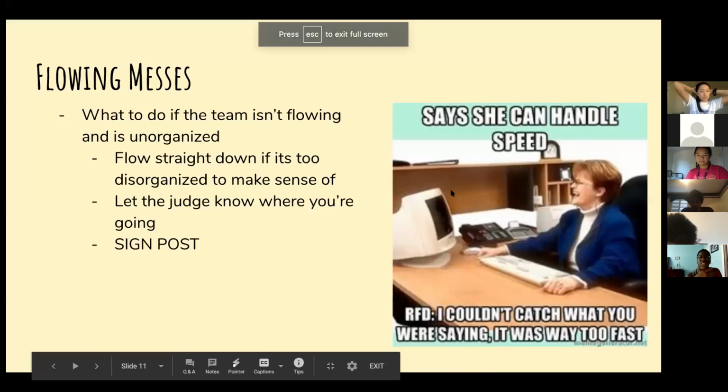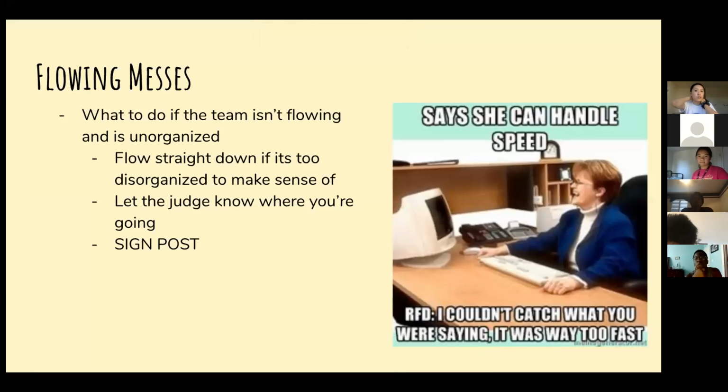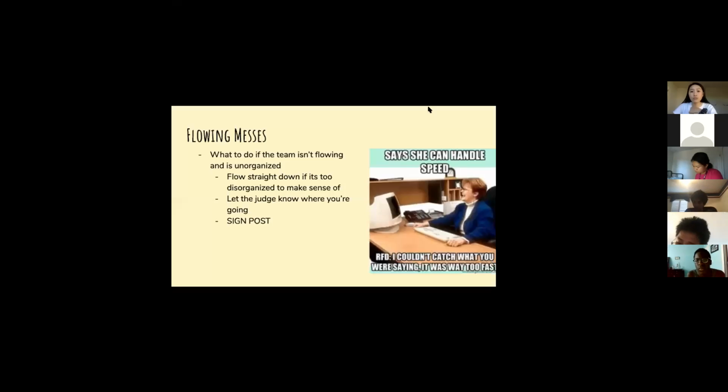A couple notes on messes. If you yourself create a mess on your flow, again, grab a sheet of paper, start flowing straight down. At the end, you can go through, and at the very least, you can say, I'm going to go in the same order that they went in, and then read your responses to whatever they said. Same for the other team. If the other team is being super unorganized, flow straight down, let the judge know where you're going. Let them know, I'm going to address the earbuds argument, then the balloons, then beaches, or say, on to beaches, on to headphones, etc.